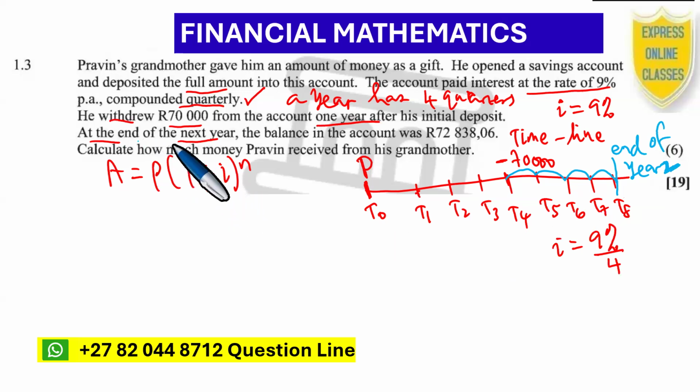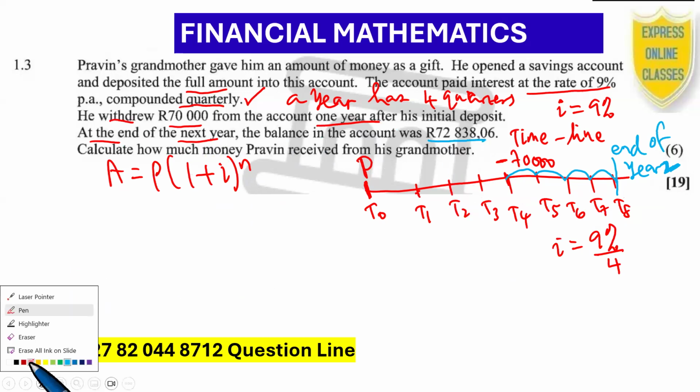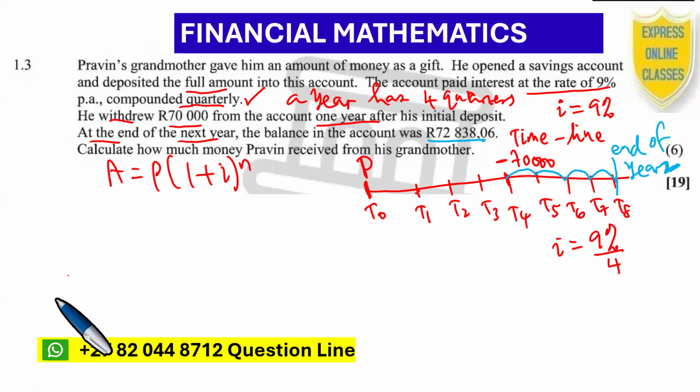Now, at the end of the next year, which is year 2, the balance in the account was exactly 72,000 and that. Okay. So now to do this question, we take the amount of money, because they just put the money there in the savings account. The money was just sitting there, but because it was a savings account, the money was growing in value. So that means the present value, and then it grew.